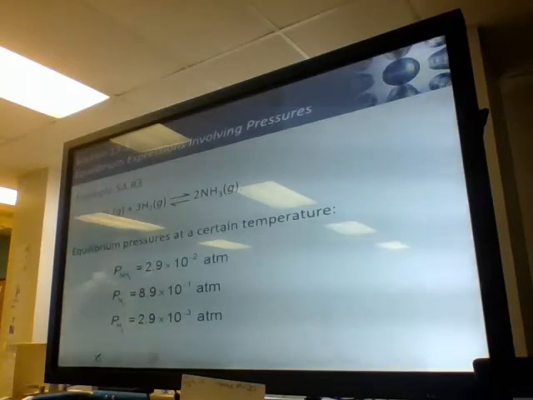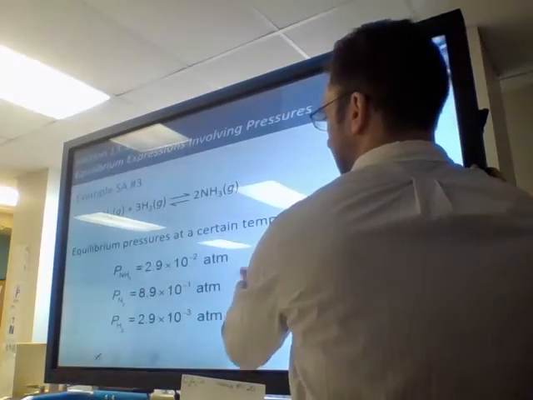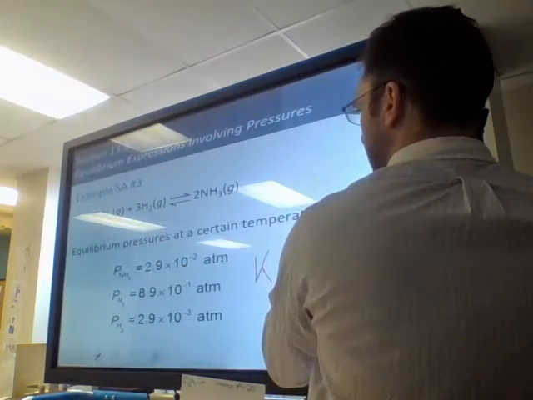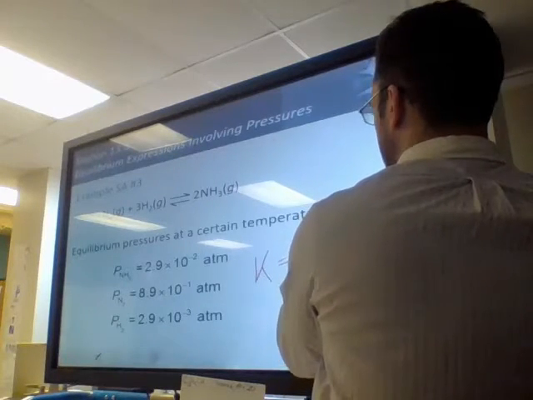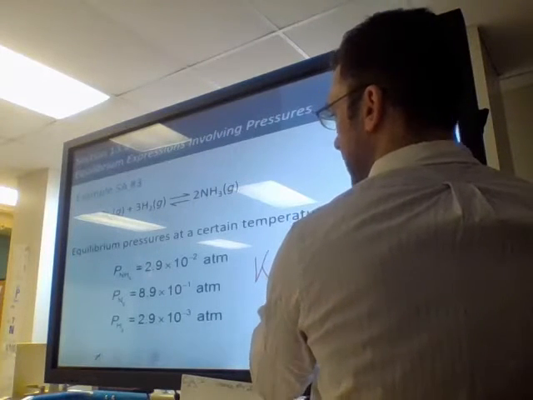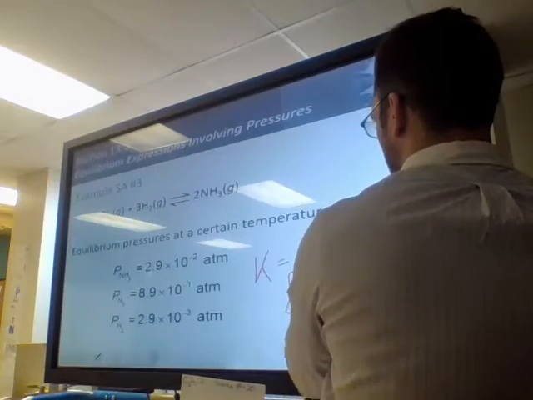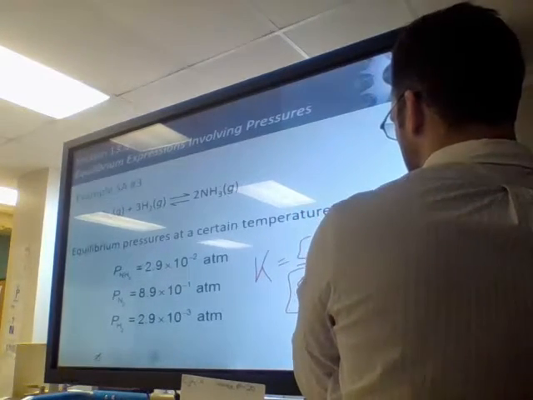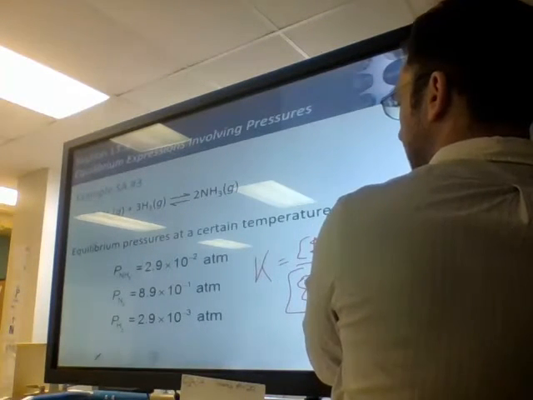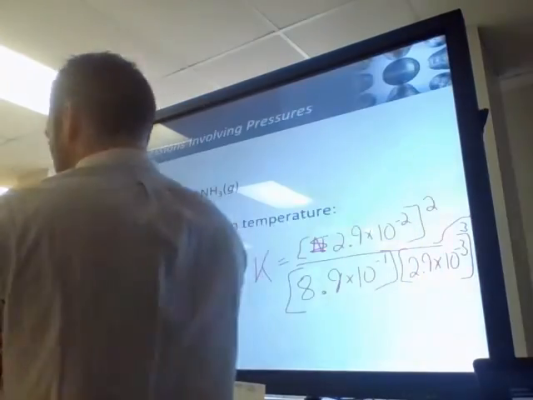So equilibrium pressures at certain temperatures. You would simply have K equals NH3, 2.9 times 10 to the negative second, squared, over N2, 8.9 times 10 to the negative first, and H2, 2.9 times 10 to the negative 3, raised to the third. So then you would just calculate that.